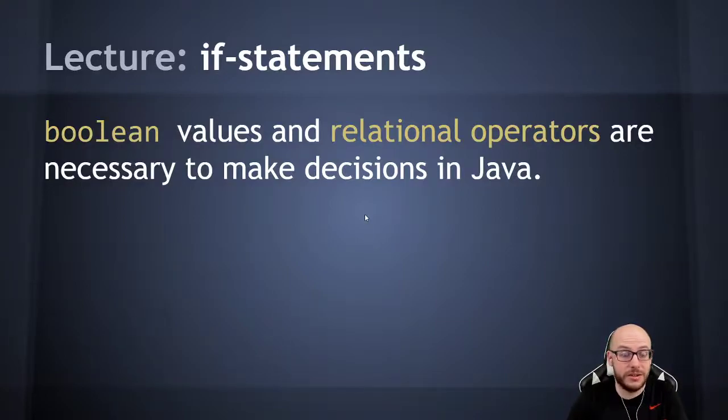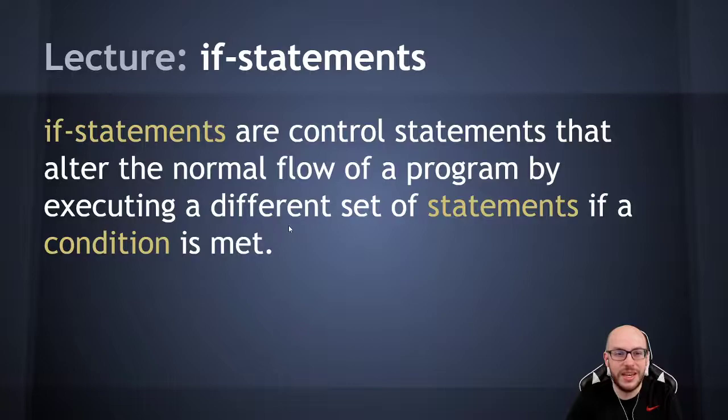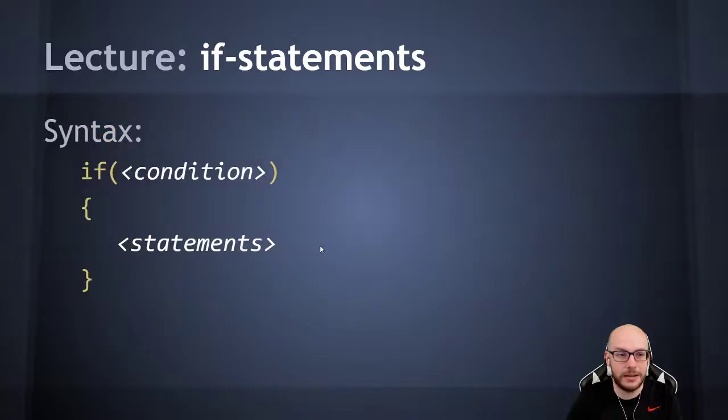Boolean values and relational operators are necessary to make decisions in Java, in every programming language. If statements are the quintessential logic in every programming language. If statements are control statements that alter the normal flow of a program by executing a different set of statements if a condition is met.